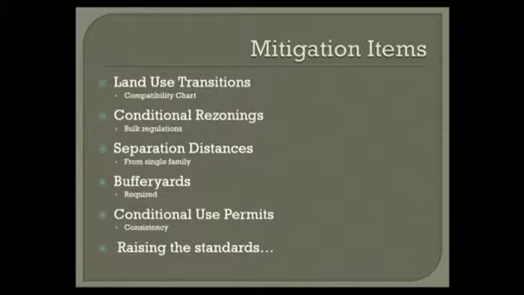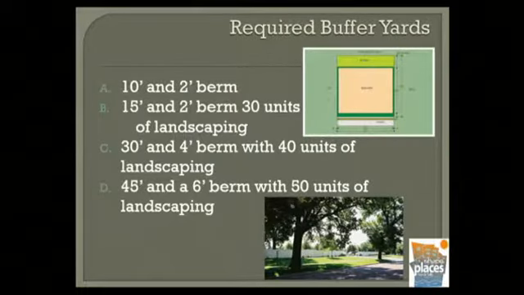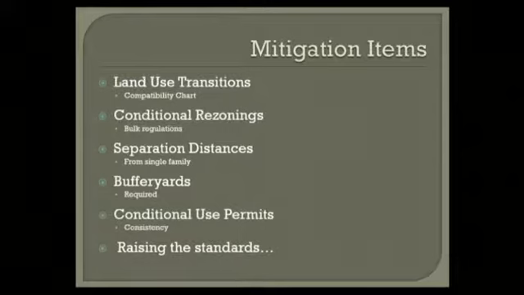In conclusion, always what we're talking about, having the public contact us, coming into our office, phone calling us, walk-ins at the counters, things that we like to talk about are things that we talked about already today. Land use transitions, using the compatibility chart. You can always do conditional rezonings. We have to use bulk regulations there so we're not discriminating against other property owners. We use the separation distances from single family. Buffer yards are required. Conditional uses are for consistency and raising the standards. And then I have these 2 slides to go over those.